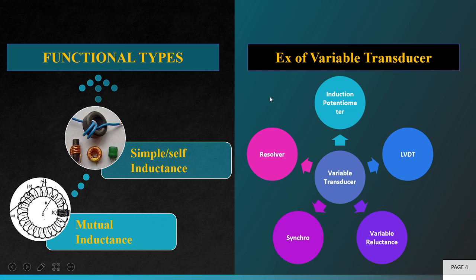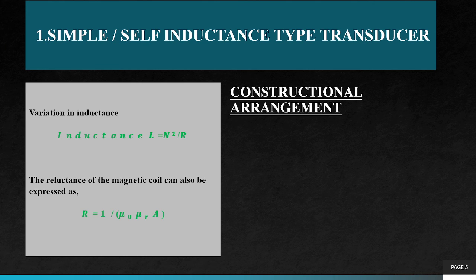The examples of variable transducer are, totally we have 5 examples, and these 5 are going to be the examples and also the types of variable transducer. The first one is induction potentiometer. The second one is LVDT. The third is variable reluctance. The fourth is synchro, and the last is resolver. Now we'll see all this in detail.